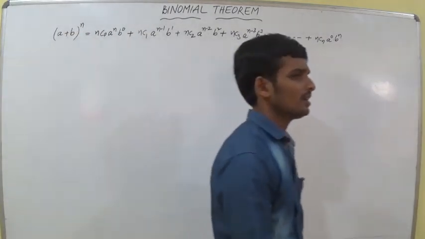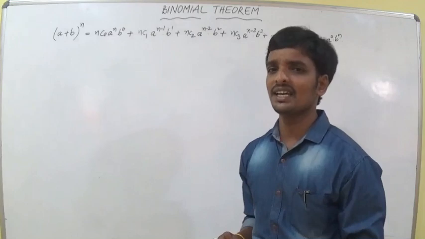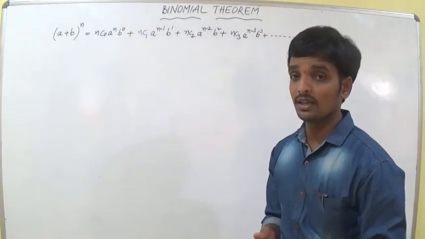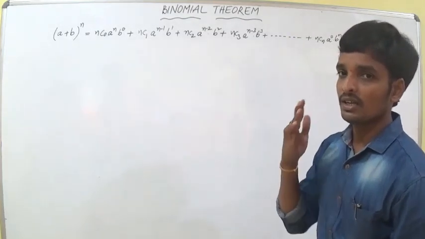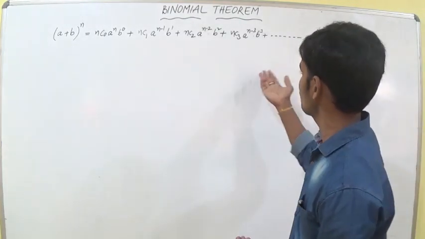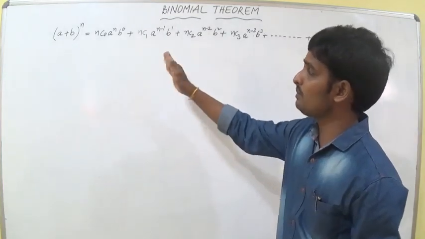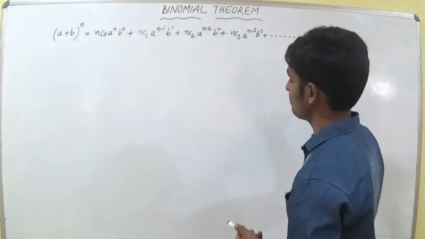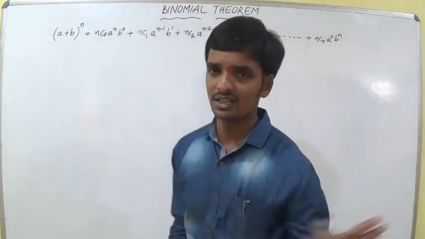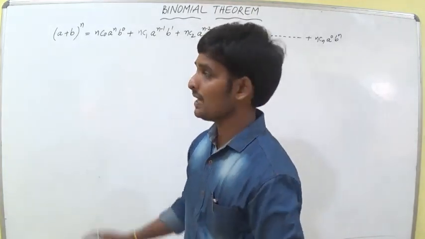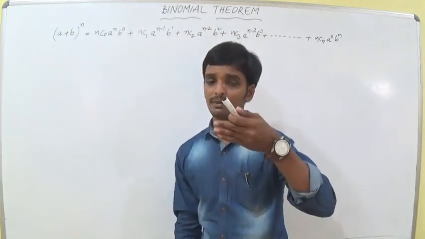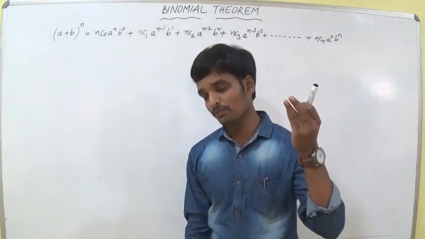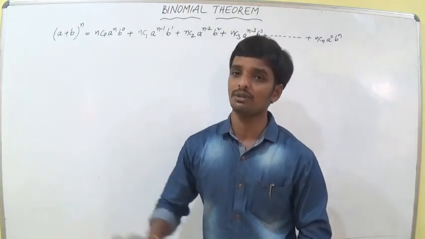Every time we have to write the binomial expansion in the direct method. Write nC0, nC1, nC2, nC3 and so on up to nCn. Then write the variables: a power n, n minus 1, n minus 2, n minus 3, and the last one a power 0; and b power 0, b power 1, b square, b cube and so on, b power n. You can write it directly. From this binomial expression we observed some important points in the last class, and from those points we completed hand sheet 1.